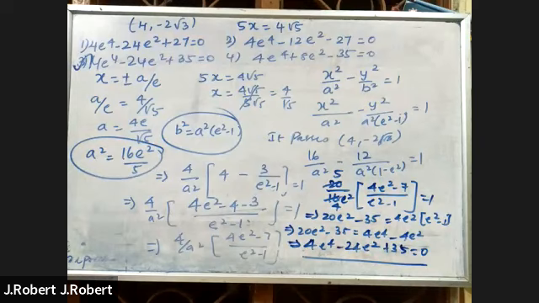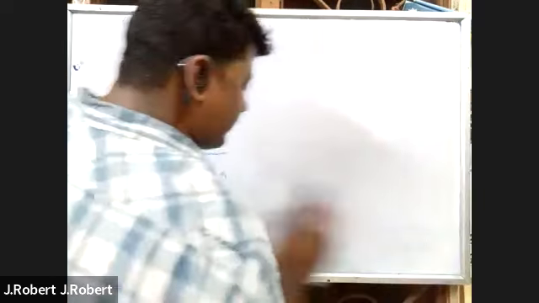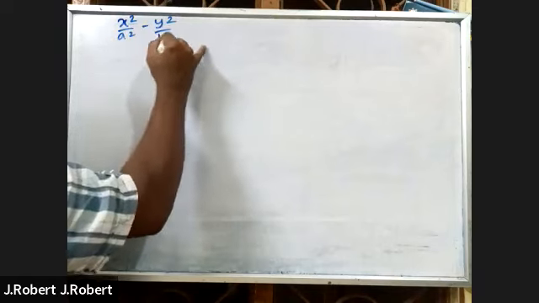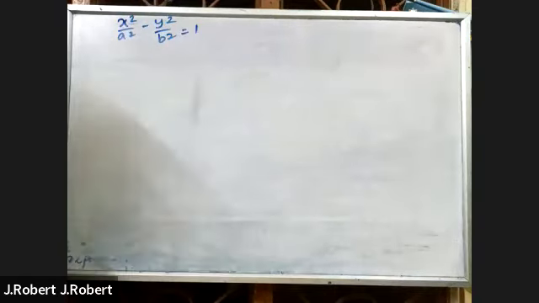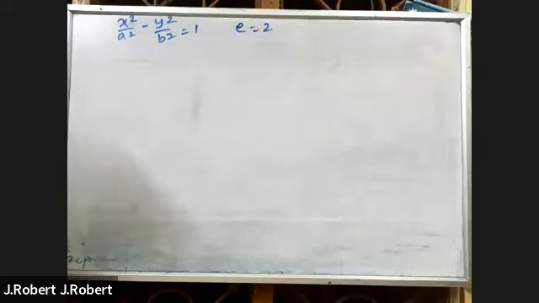If the eccentricity of the standard hyperbola passing through the point (4, 6) is 2. The standard hyperbola has the equation x squared by a squared minus y squared by b squared equals 1. This is called the standard equation of the hyperbola, whose eccentricity is given as e equals 2.